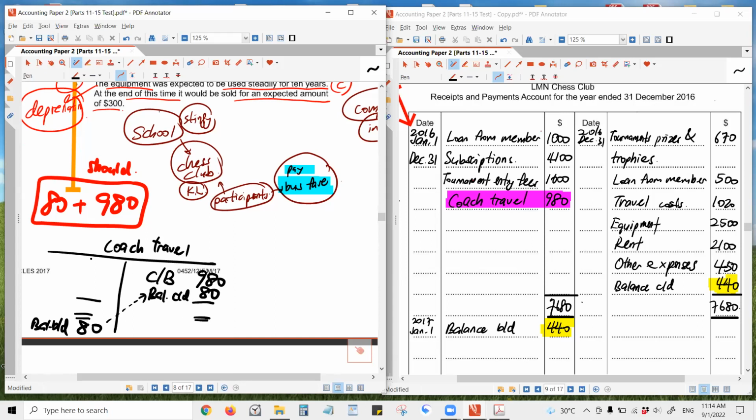And consequently, you are looking for this amount. This is the missing number. That's why you take these two numbers and combine them together. This is an income account here.